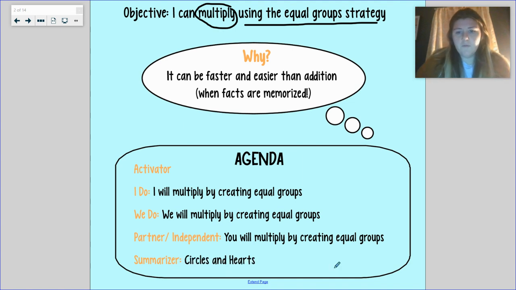Okay, so we're going to move down here to our agenda. We have a quick activator. I do and I do. We have a we do we can do together on Nearpod, not exactly together, but it will be together. And then you can either do partner or independent work, depends where you are and what is going on in your situation. Okay, so let's get started.